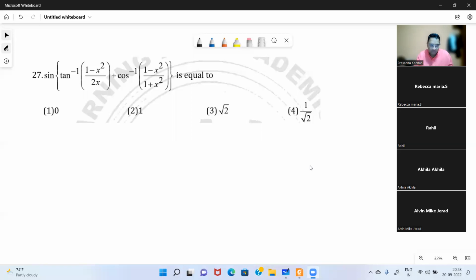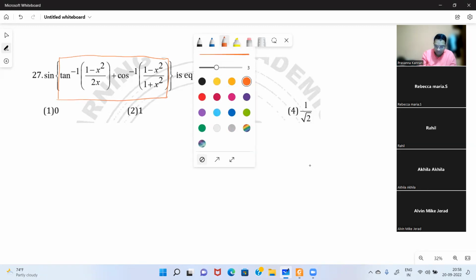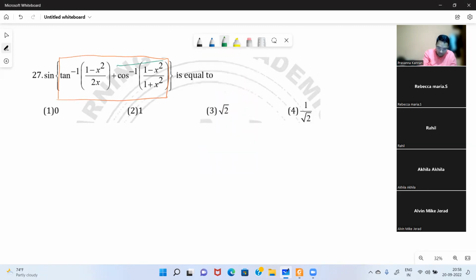Okay, students, let's now go to the next question. Question number 27. Sine of tan inverse 1 minus x square by 2x plus cos inverse 1 minus x square by 1 plus x square. Now just focus on this part now. First tell me, do you have a formula for this?